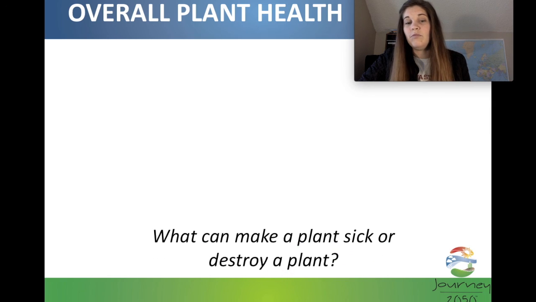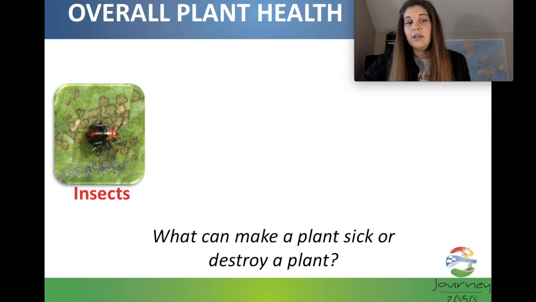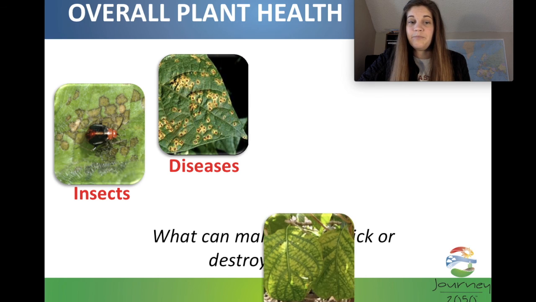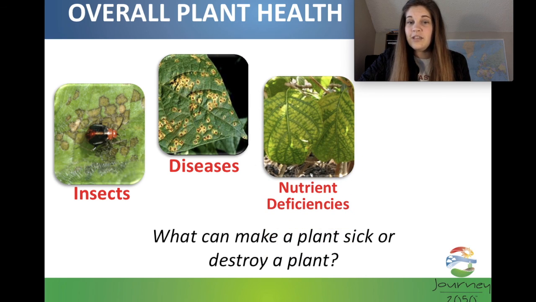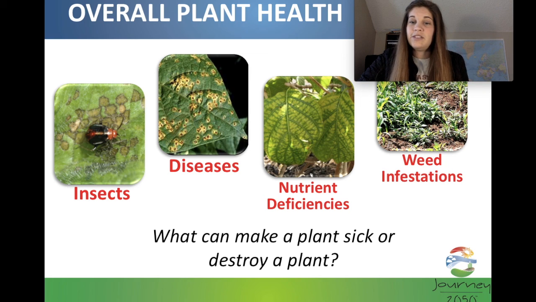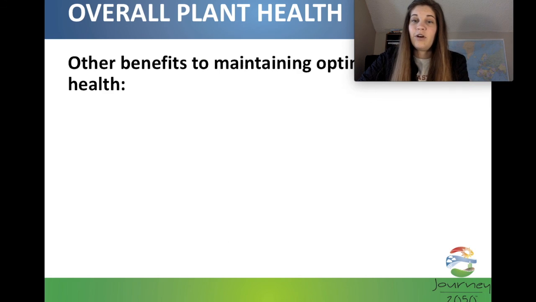So same question, what can make a plant sick or destroy a plant? So insects is a huge one. I'm sure those of you who walk around in the summer see insects all the time. They have to eat something. A lot of times they eat different plants. Diseases. Just like humans can get diseases, so do plants. Nutrient deficiencies, if they are not getting a certain amount of nutrient, if they've depleted all that nutrient in the soil. The last one is weed infestations. So weeds take up either space, sunlight, or nutrients that the plants would have been able to have otherwise.